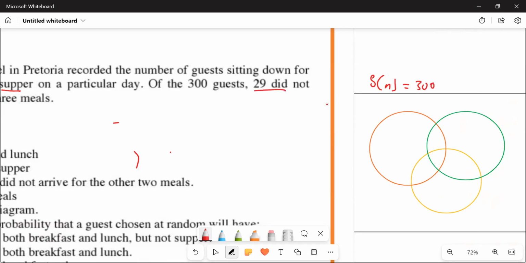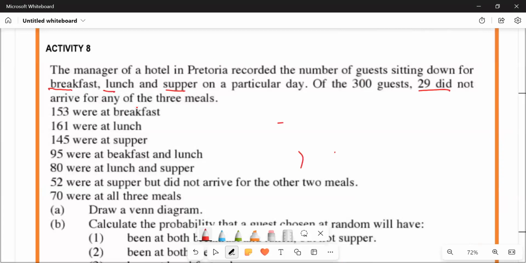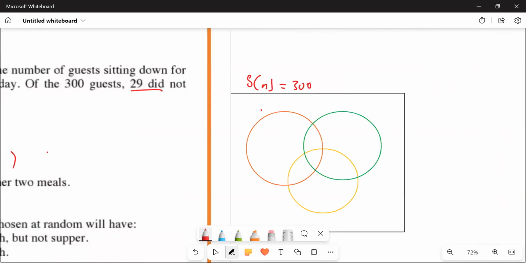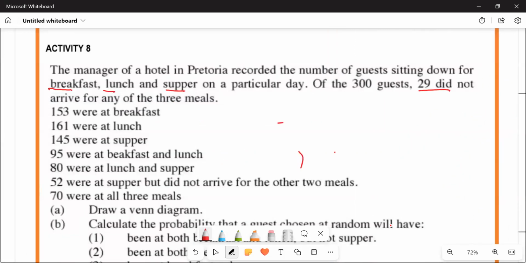They say 29 did not arrive for any of the 3 meals again. So where should I put 29? I'm going to put 29 here, outside. And then each circle is going to represent an event.